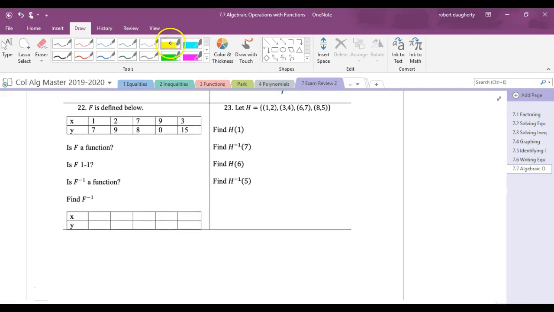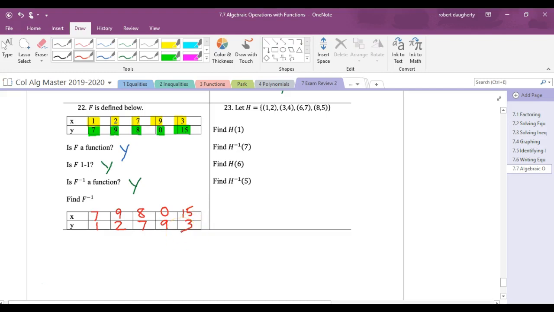Looking at the next one here, is this a function? 1, 2, 7, 9, 3. No repeats. It is a function. Is it 1-to-1? 7, 9, 8, 0, 15. No repeats. Yes, it's 1-to-1. Its inverse is a function. What is its inverse? All that happens in an inverse, guys, the x and y change roles. So 7, 1, 9, 2, 8, 7, 0, 9, 15, 3.